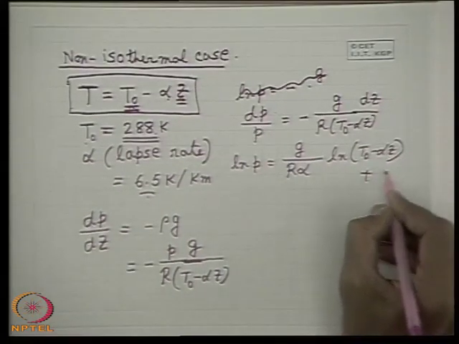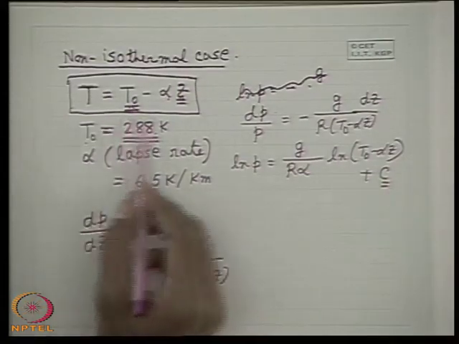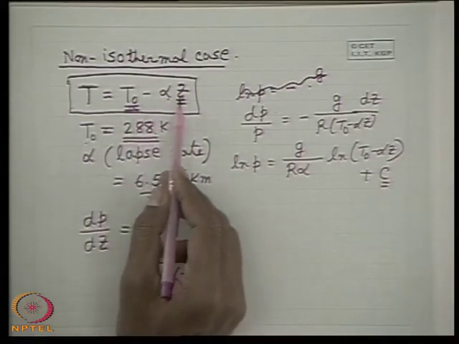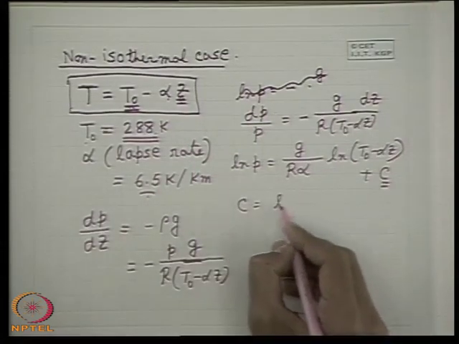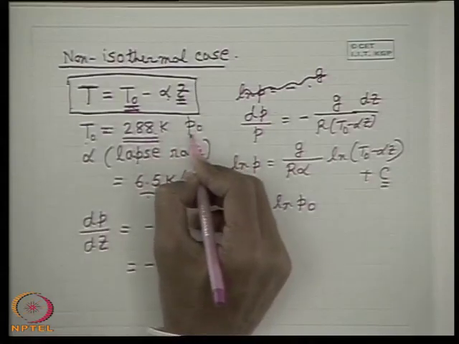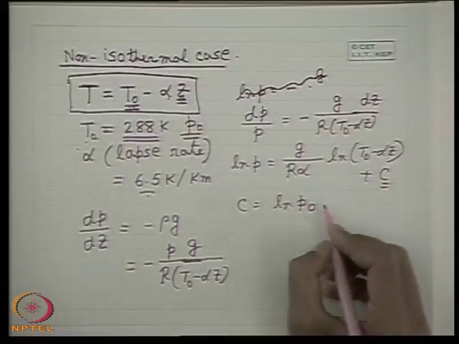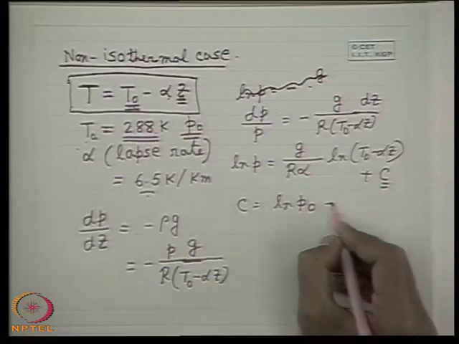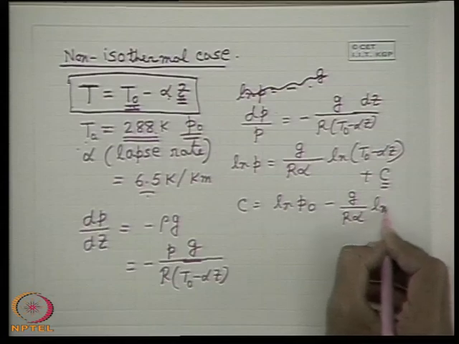So, this will induce a constant C, and this constant you can very well determine as you say that T0 is the temperature when Z is equal to 0. That means I can write C is equal to ln P0. If we consider the P0 is the atmospheric pressure at sea level corresponding to T0 and Z is equal to 0, then I can simply write C is equal to minus G by R alpha ln T0.